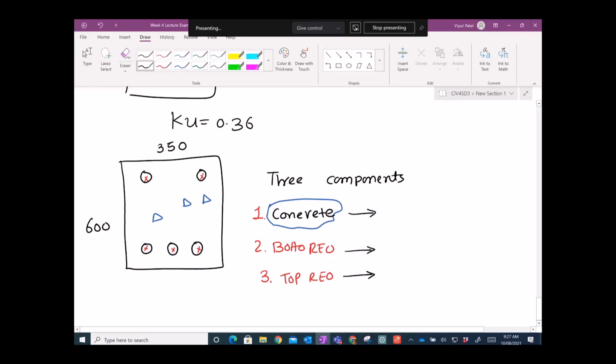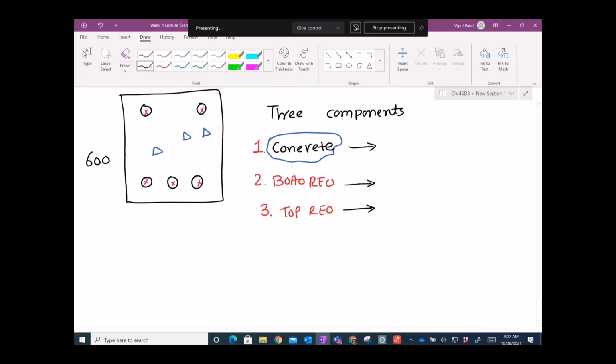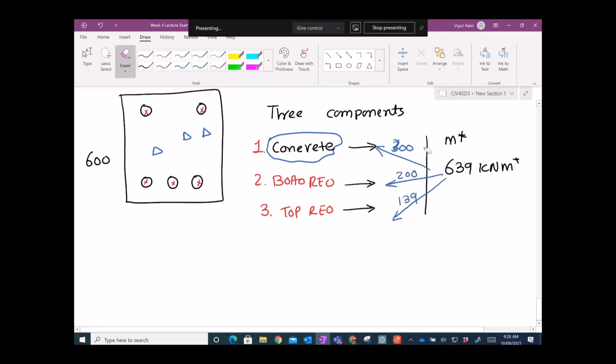So let's start with the moment capacity contribution from the concrete. Please remember we have 639 kilonewton meters as the moment capacity. So each will need to carry some. This will carry, let's say 300. Let's say this one carries 200. The remaining 139 will be carried by this one. Right? You understand that there are 3 major components, and each of them is going to carry individually, right? This concrete will take some, bottom will take some, and top will take some.